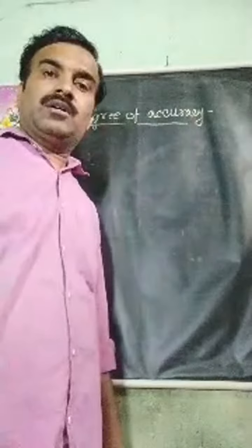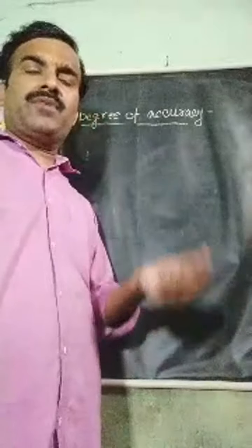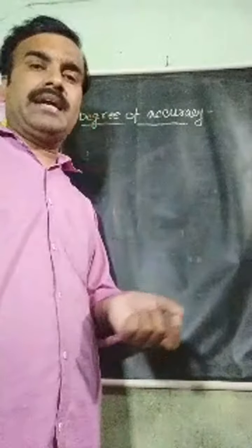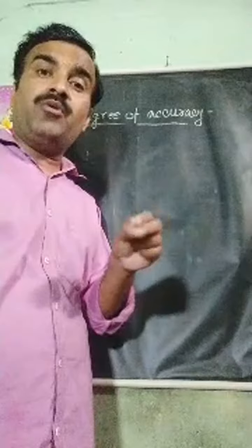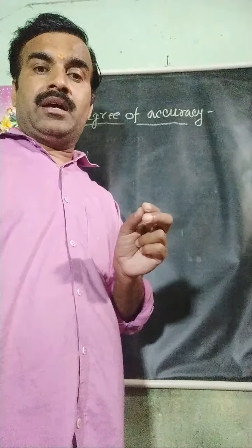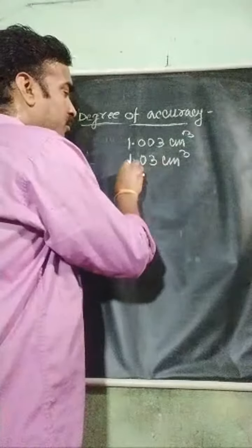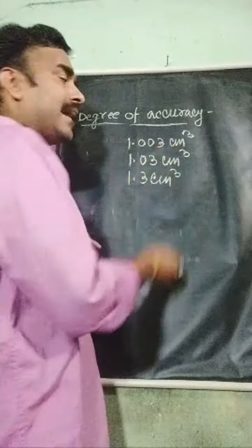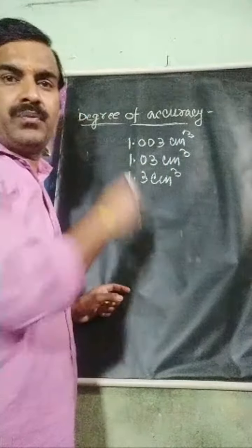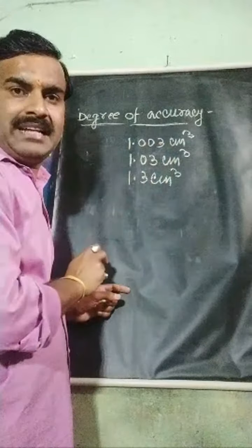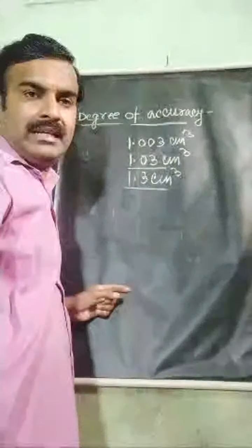If we want to write any object, or if we are going to measure any object, if we are going to write the length of any object, or the volume of any object, then up to what extent without error? We can say centimeter cube. And the third one, you have got 1.3 centimeter cube. That means different times you are getting different readings. First time you have got 1.003 centimeter cube, second time 1.03 centimeter cube, and third time 1.3 centimeter cube.